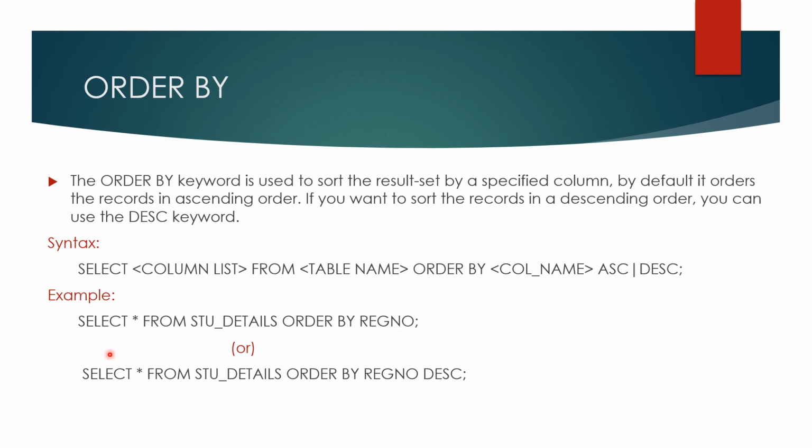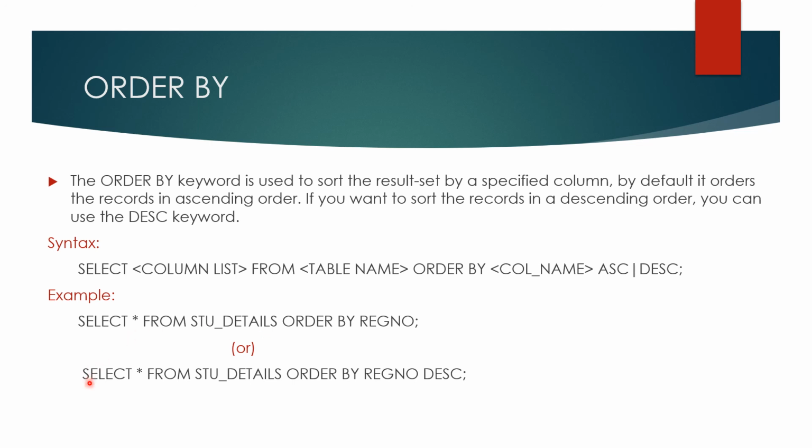So in this query, all the records from the student details will be displayed, and those records will be ordered in ascending order. By default, if we don't specify any order like ascending or descending, it will take it as ascending order based on the register number. So it arranges the register number in ascending order.